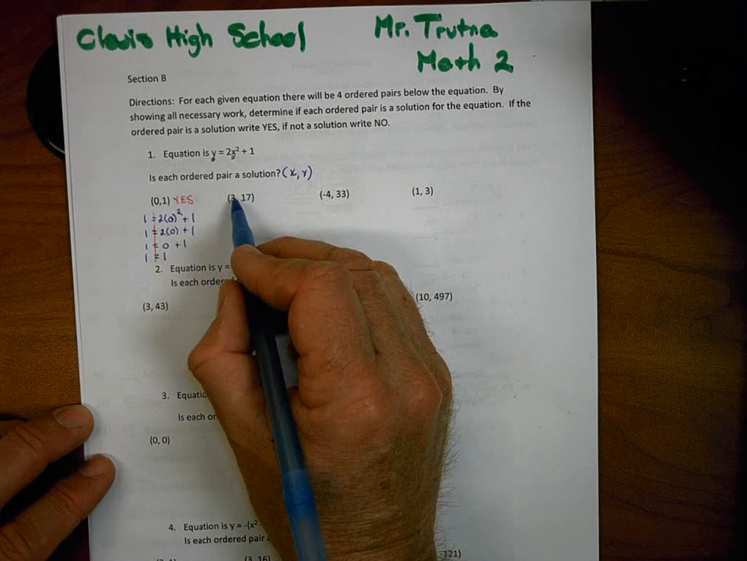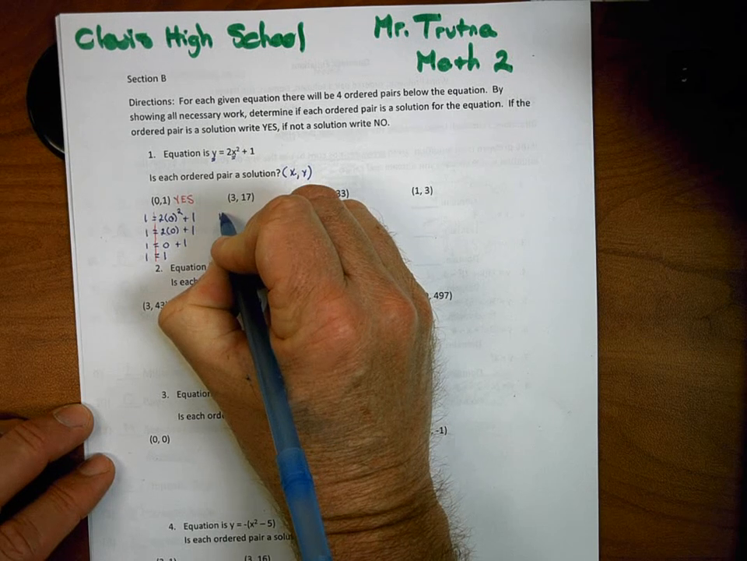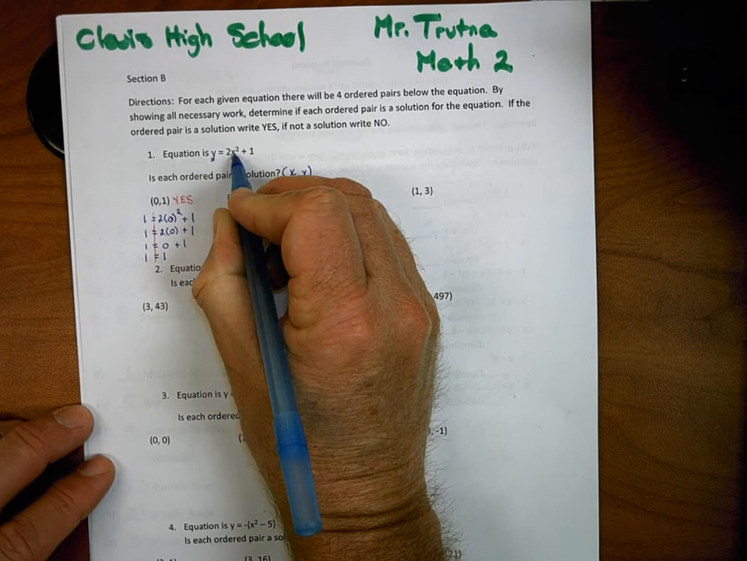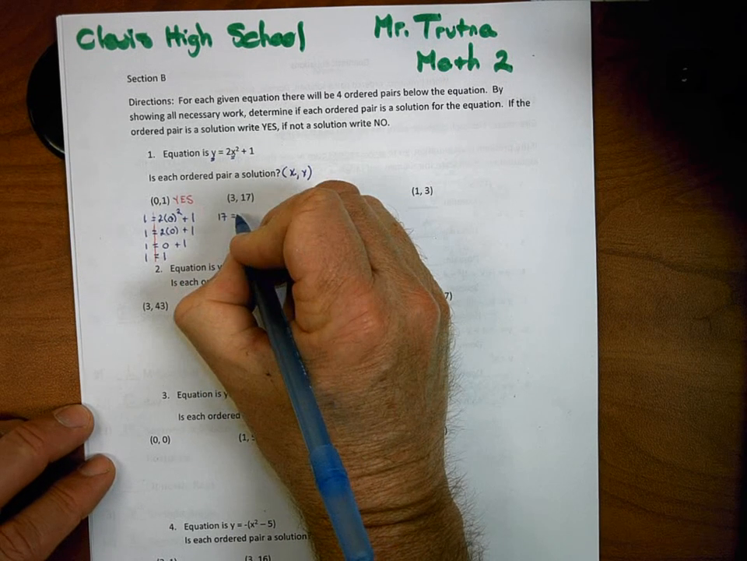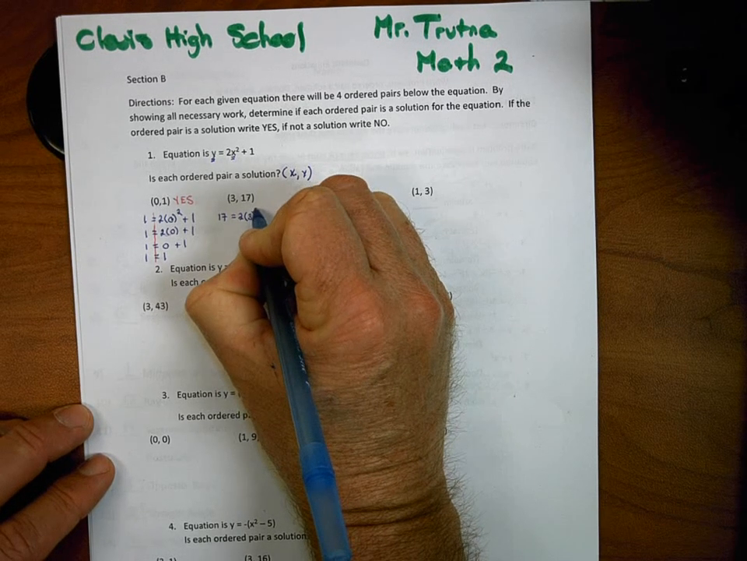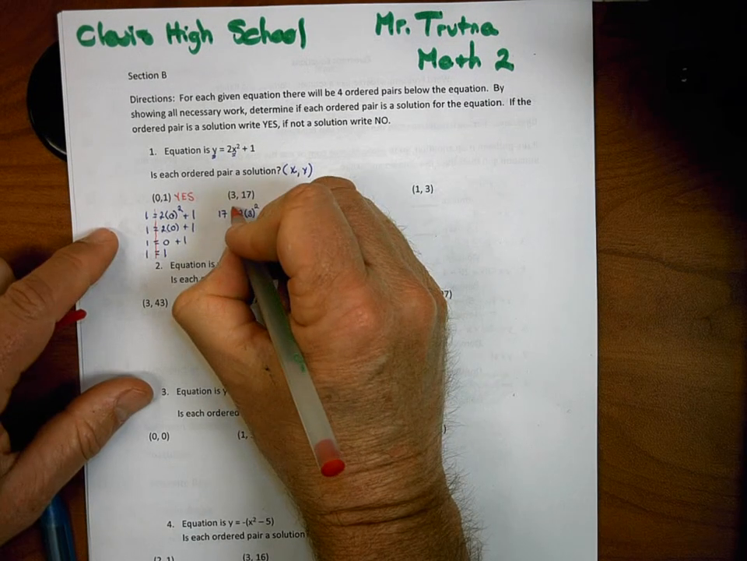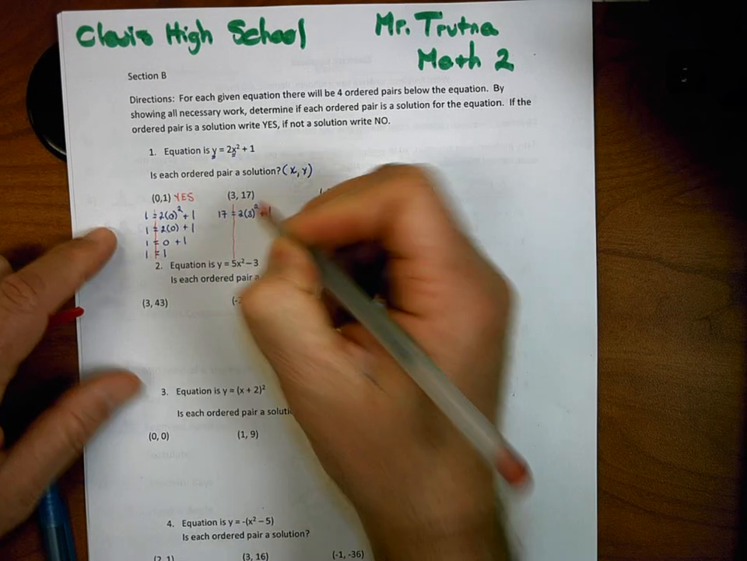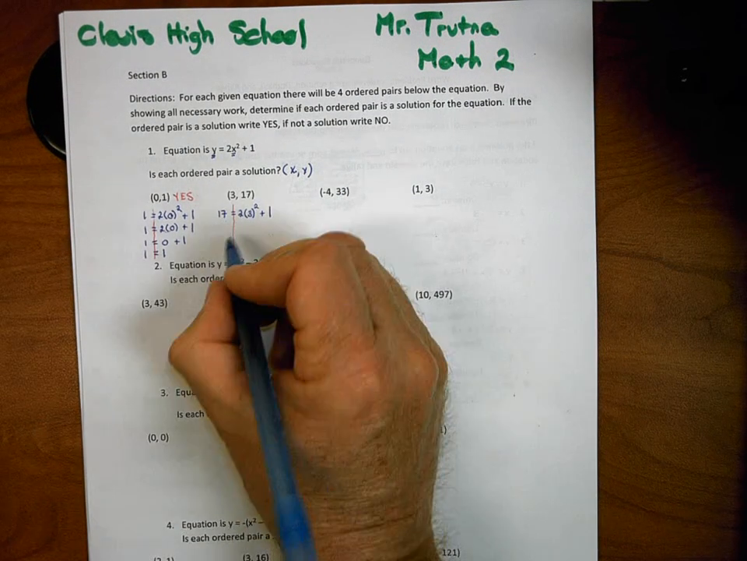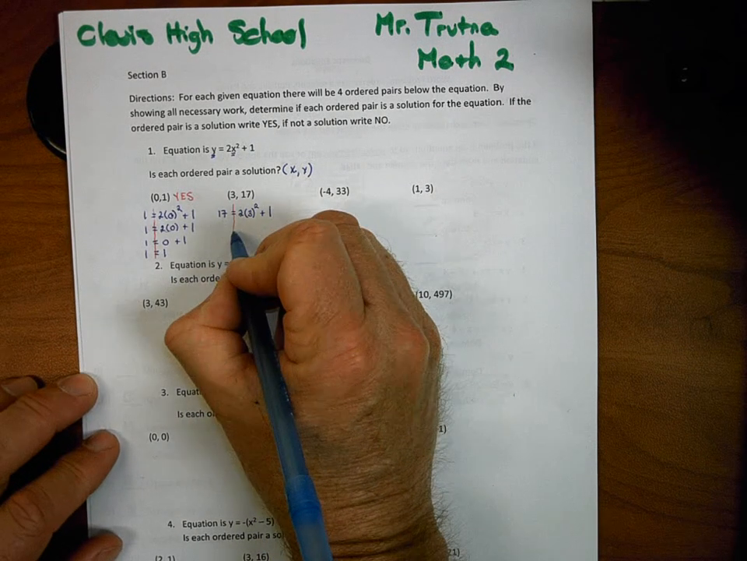All right, so in the second example right here, the y value is 17, so I'm going to substitute the 17 in the place of y. In the place of x, I'm going to substitute the 3. So I'm going to get 17 is equal to 2 times 3 to the second power plus 1. Then I evaluate each side of the equation. The left side of the equation, I can't evaluate. It's already been evaluated. It's 17. The right side of the equation, I'm going to evaluate.